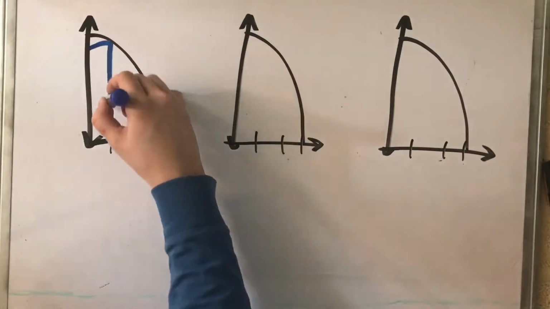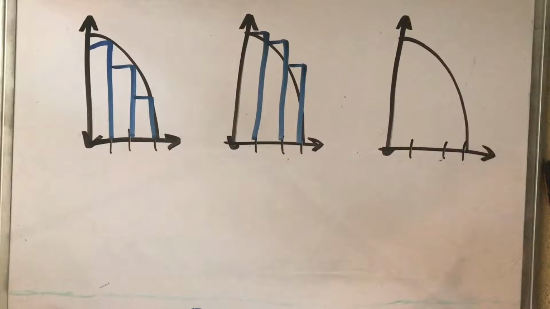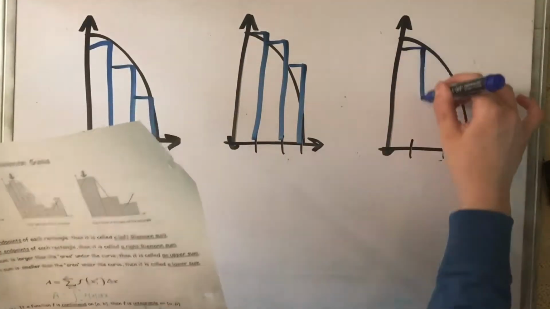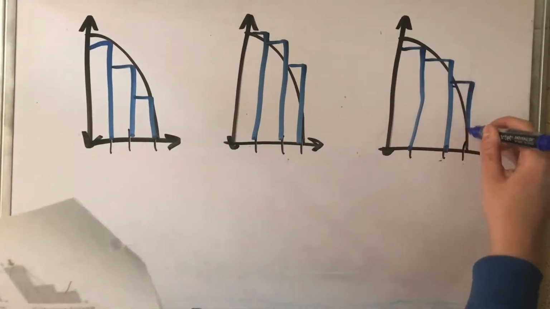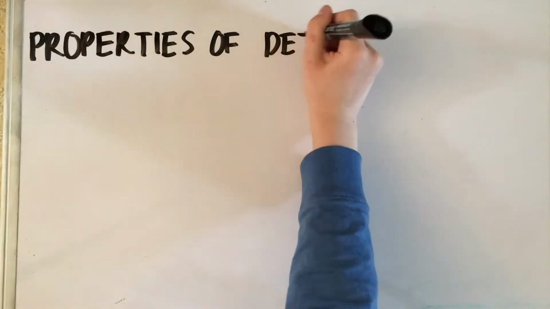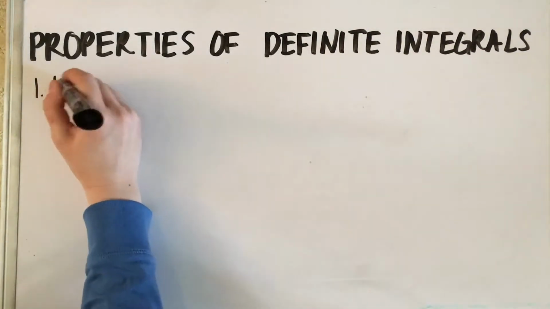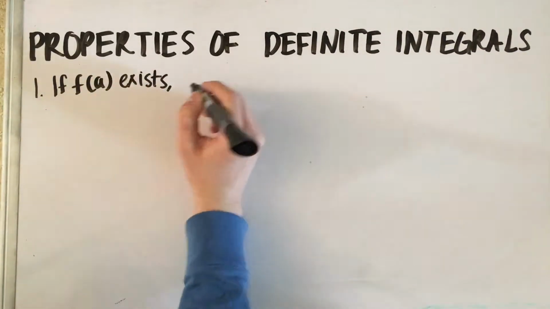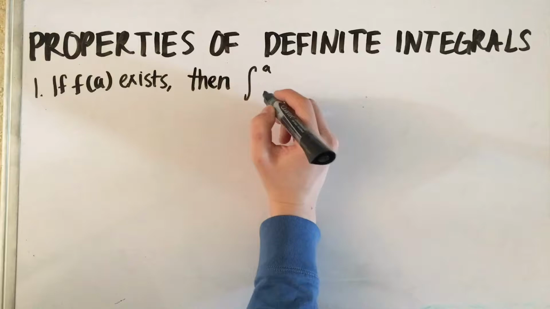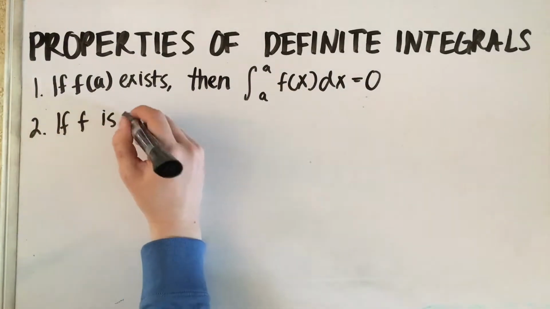The lower Riemann sum, an underestimate, the upper Riemann sum, an overestimate, and the midpoint sum, the most accurate approximation. Now let's combine finding the area under the curve with indefinite integration to find the area under the curve using definite integration. Here are some properties of definite integrals. If f of a exists, then the integral from a to a of f of x dx equals 0.